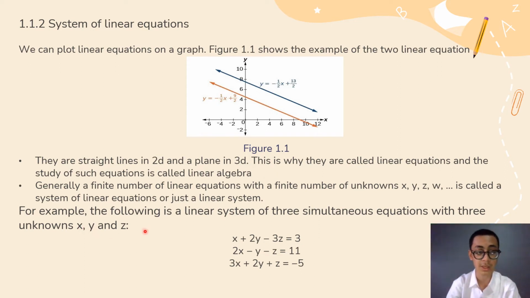For example, the following is a linear system of three simultaneous equations with three unknowns x, y, and z. x + 2y - 3z = 3, 2x - y - z = 11, 3x + 2y + z = -5.